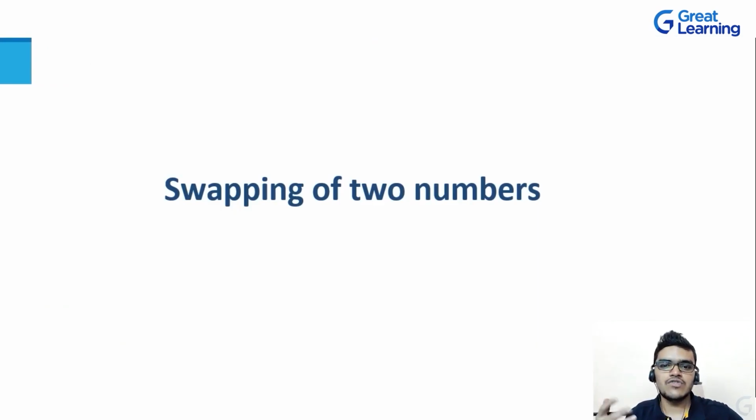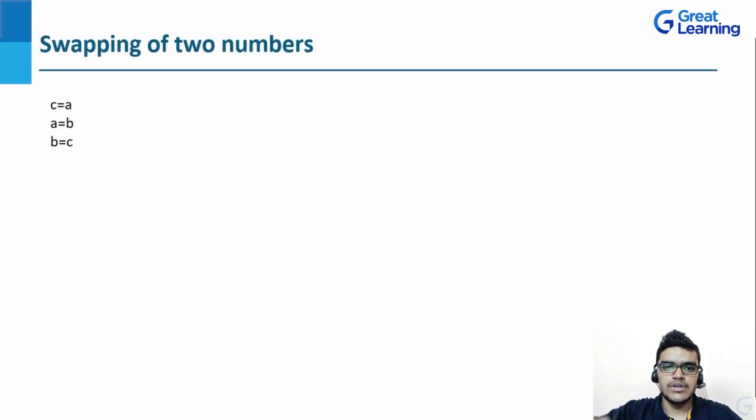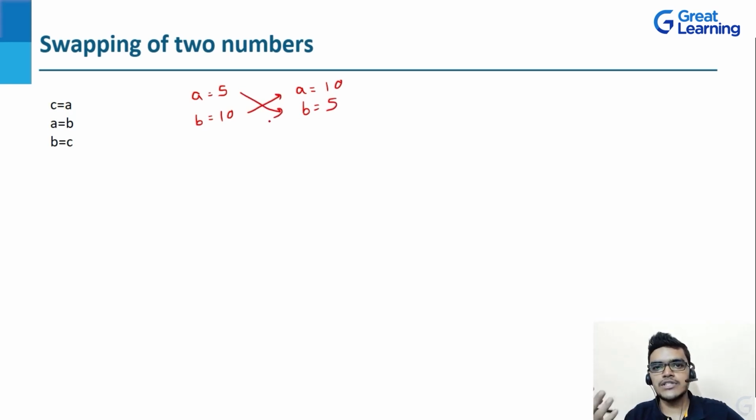Now let's start with the swapping of two numbers. So what's the logic for swapping of two numbers? Suppose I'm having A is equal to 5 and B is equal to 10. So if you are doing swapping, then your A value will be 10 and now B value will be 5. This is your swapping, right? So what's the logic for swapping?